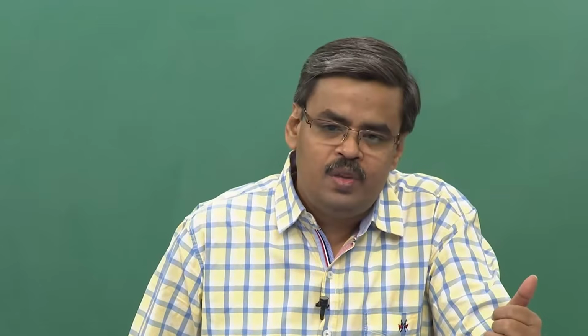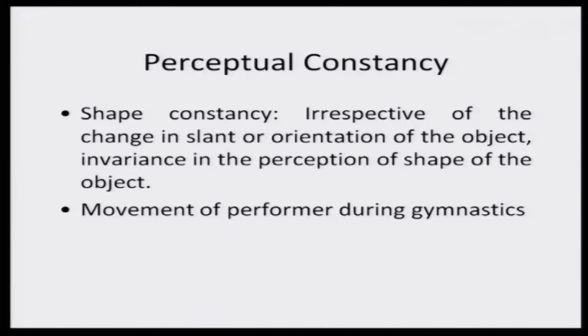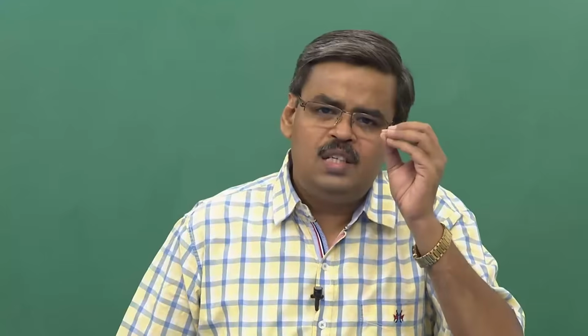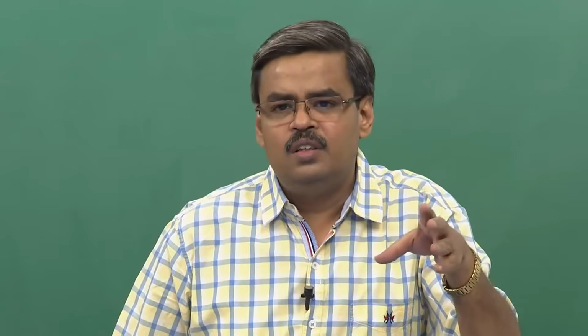Similarly, the third constancy, which is again important, is constancy in terms of shape. Irrespective of the change in slant or orientation of the object, we always perceive them to be of the same size. If I take an object in my hand, for instance this object, the size that you see right now, the moment I change the slant, the size and shape will not remain the same. But as human beings, we know that this is the actual size of the object. A cell phone will be of this dimension, the length, the width, the thickness, and that is it.